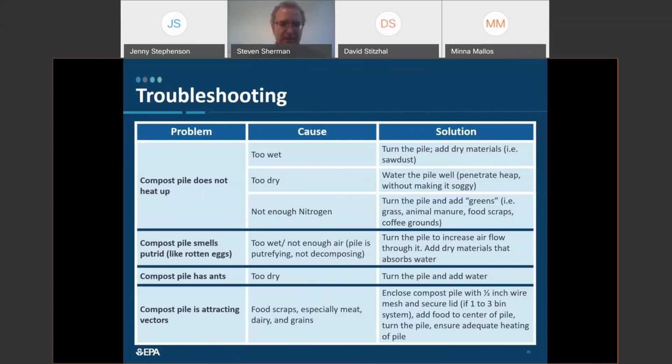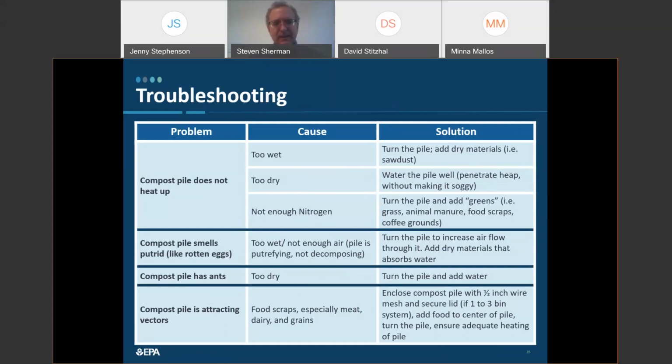If it's smelling, same types of issues. It's too wet or there's not enough air, so you've got to break it up. There might be a mat of grass clippings that requires a pitchfork if it's at a home scale or small scale. You want to turn the pile or do something that increases the airflow. Again, water is typically an issue. That's true with ants, as you see.